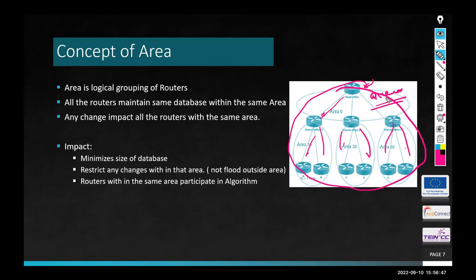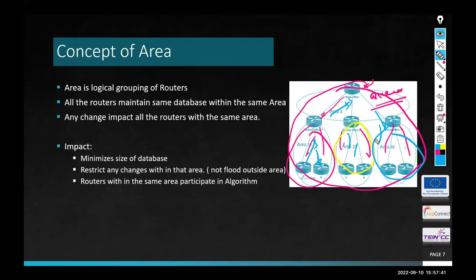An area is actually a grouping of routers. That means you are grouping some of the branch routers here, and also here. So what actually will happen when you segregate one big group into small groups? It does not impact any other area. If you change anything in your area, it will not impact the other areas. Any change that happens in your area just notifies your connected neighbors, I mean the area routers. So it will not share LSAs with other area routers.